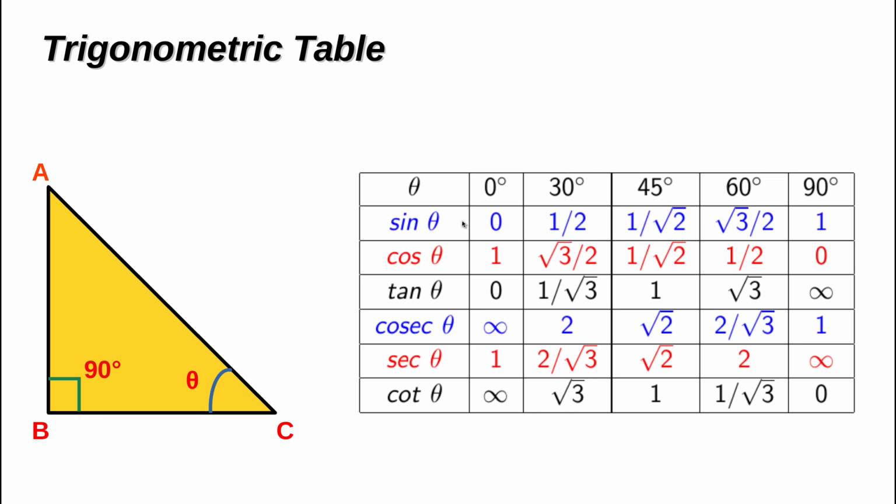Now in the first row, the values of sine theta: sine 0 degree value is 0, sine 30 degree value is half, sine 45 degree value is 1 by root 2, sine 60 degree value is root 3 by 2, and sine 90 degree value is 1.